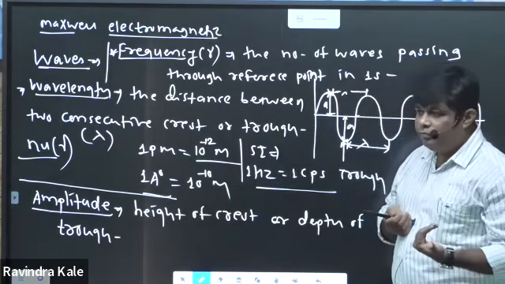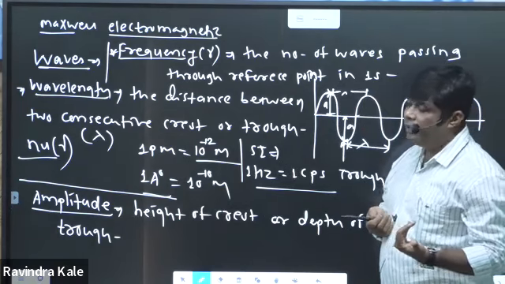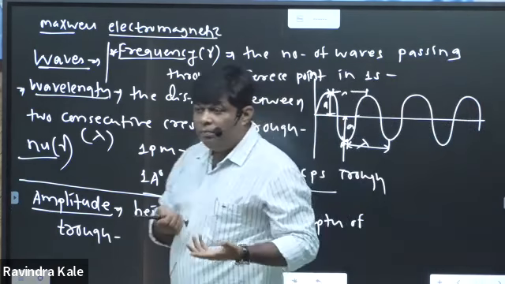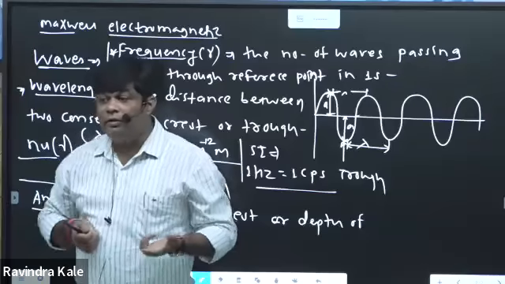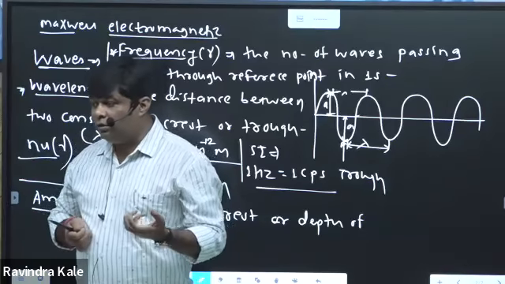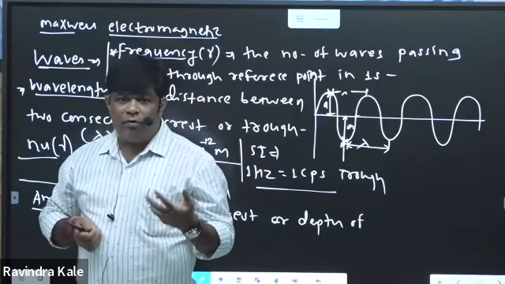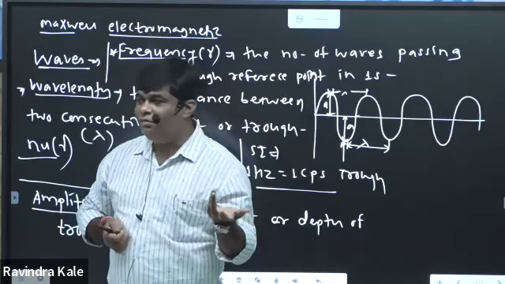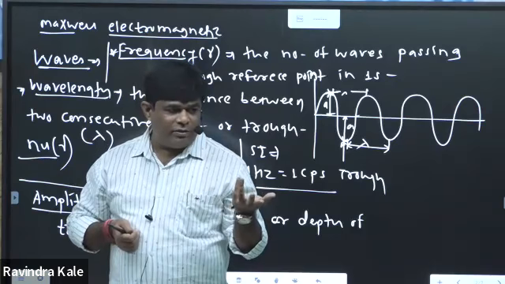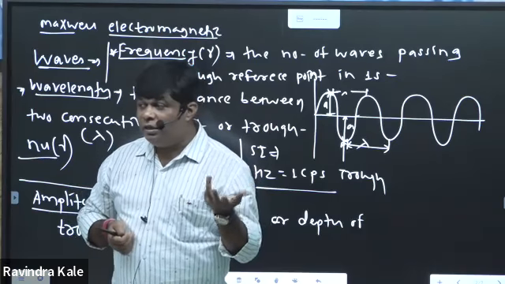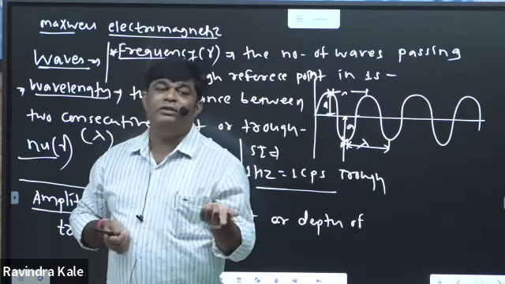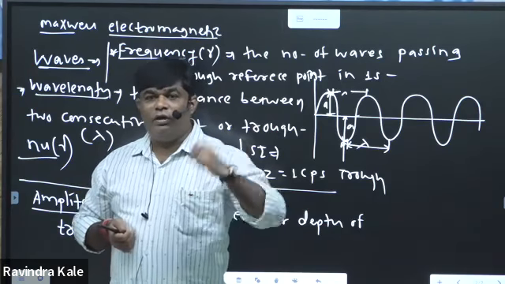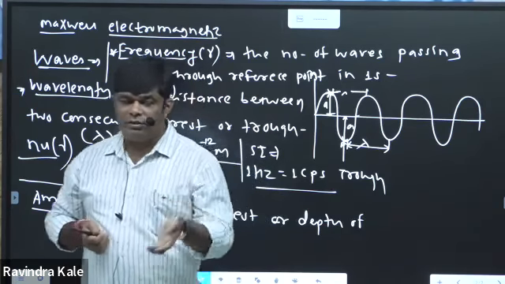Then what is the meaning of frequency? The number of waves passing through a reference point in 1 second is called the frequency. And then what is velocity? Distance traveled by the waves in 1 second is called the velocity. Velocity काय असेल? Distance traveled by waves in 1 second. That is the velocity. So the velocity and wave number we'll discuss in the next session.